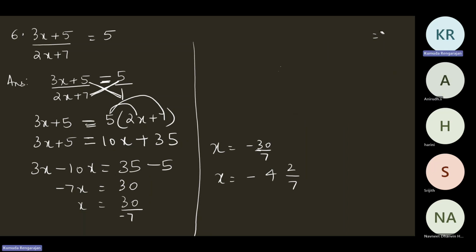Should we write like the whole number, ma'am, like minus 4, 2 by 7? Yeah, if it is an improper fraction, you should convert it to a mixed fraction. Okay, ma'am.